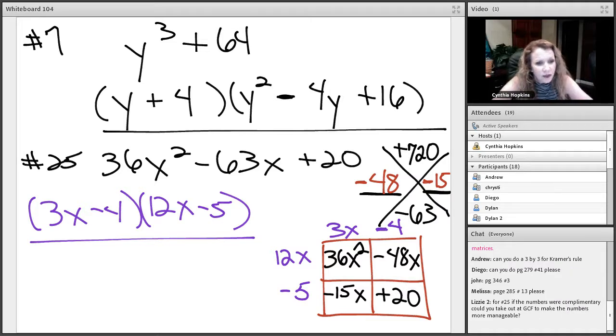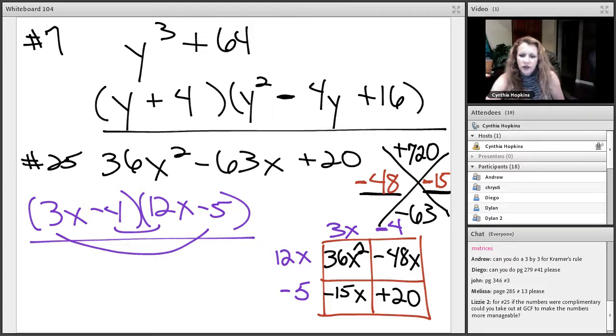Okay, I'm going to double check my answer. 3x times 12x is 36x squared. For my outers and inners, I get negative 15x and a negative 48x, and that does add up to negative 63x. And then negative 4 times negative 5 is plus 20. So there you go. I just really like that, even with pretty big numbers. Okay, let's see. Gia, I have answered all your questions.